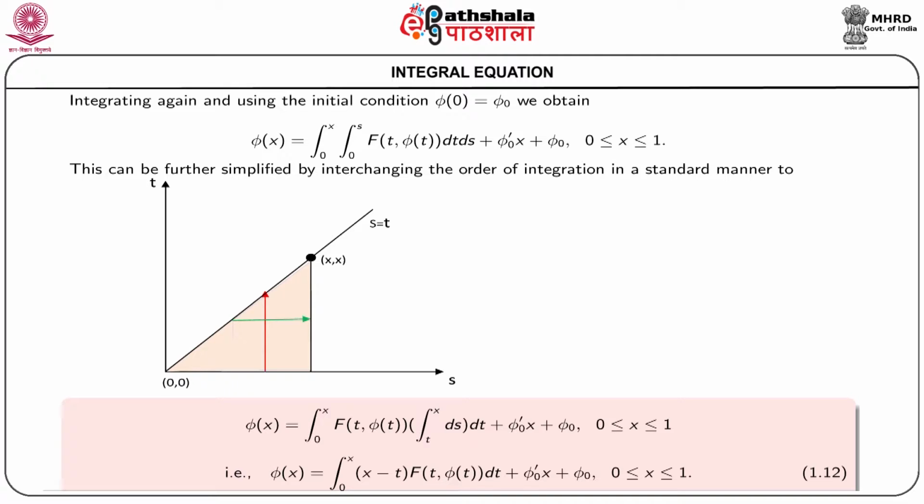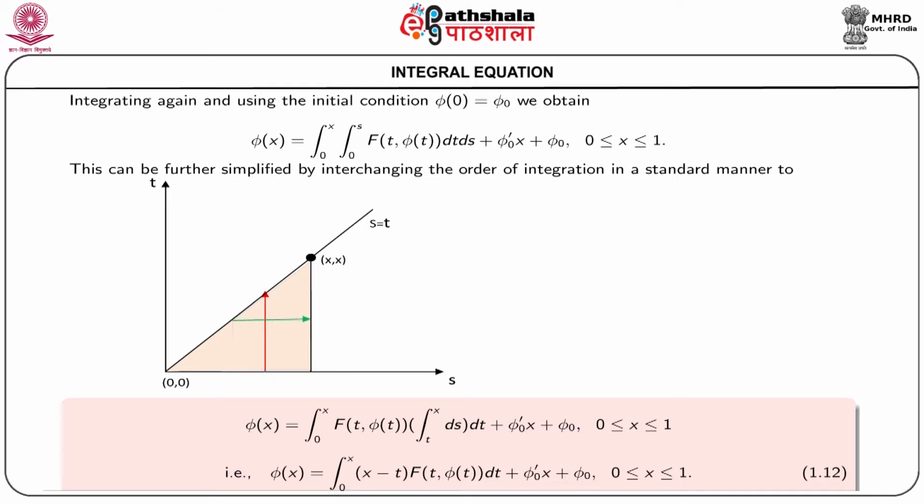Again we integrate this equation and use the initial condition phi at x equal to 0 equal to phi naught to obtain phi x equal to integral 0 to x, integral 0 to s, F of t, phi t dt ds, plus phi naught dash x plus phi naught, x lies in the interval 0 to 1.